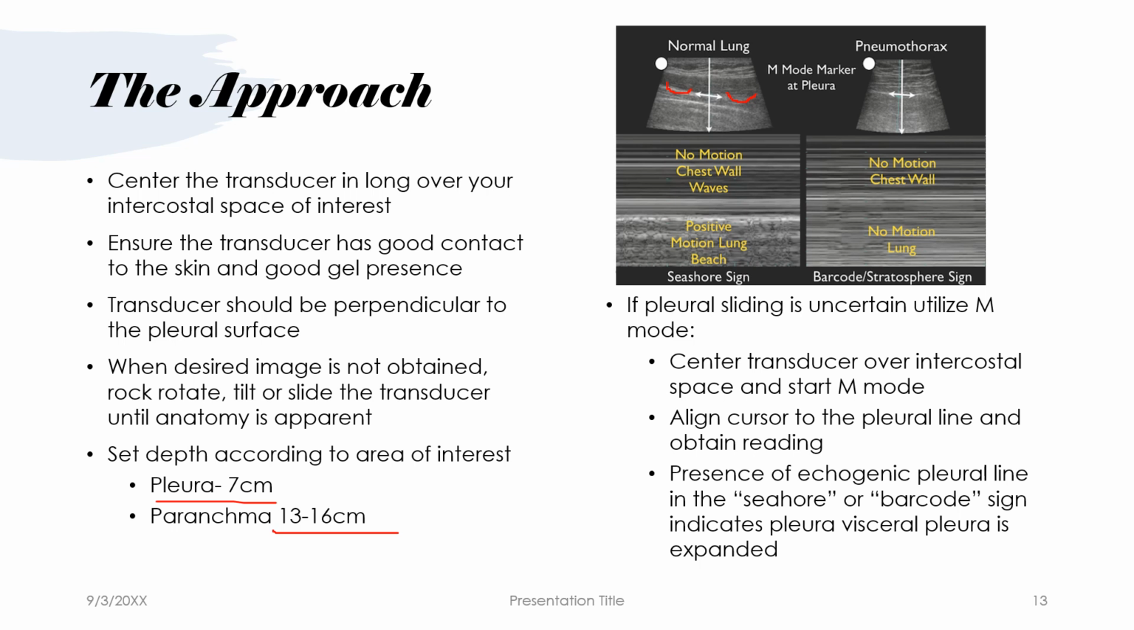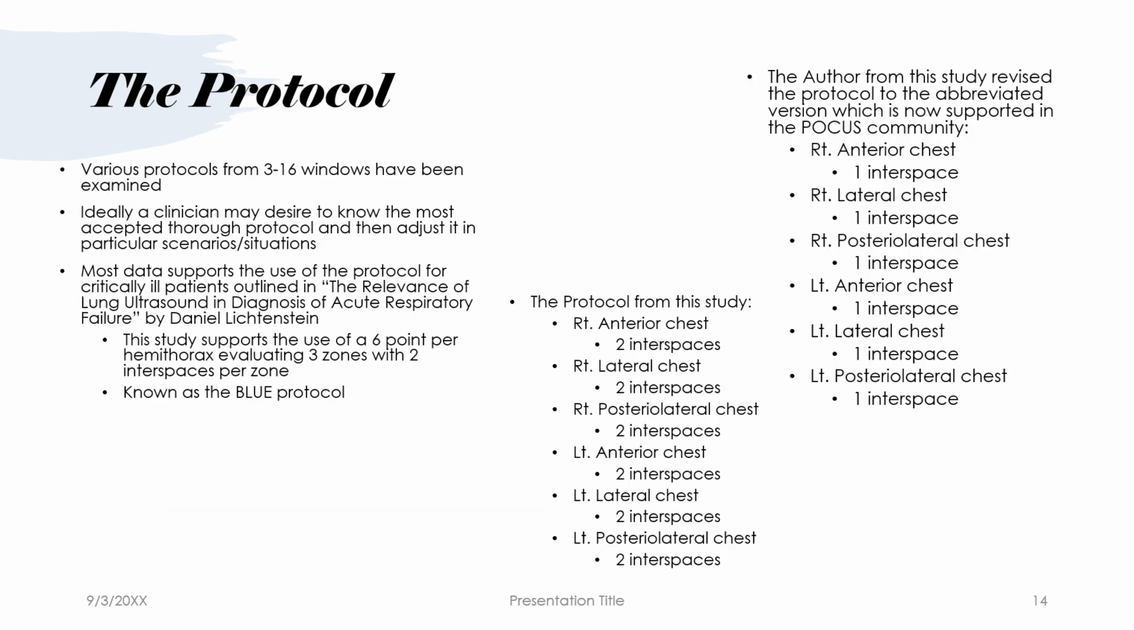Now, same example, we did the same thing here. They saw an echogenic line, thought it might be pleura, but once they put M mode on, they never got that motion from the visceral pleura, and therefore they can make the assumption that probably there is a pneumothorax.